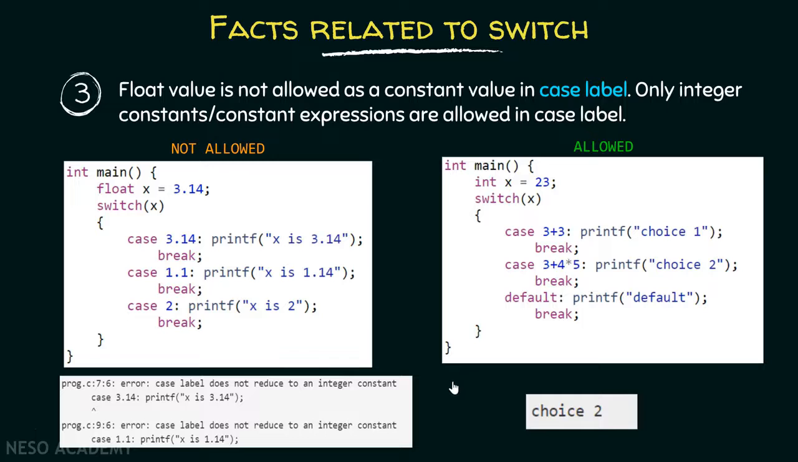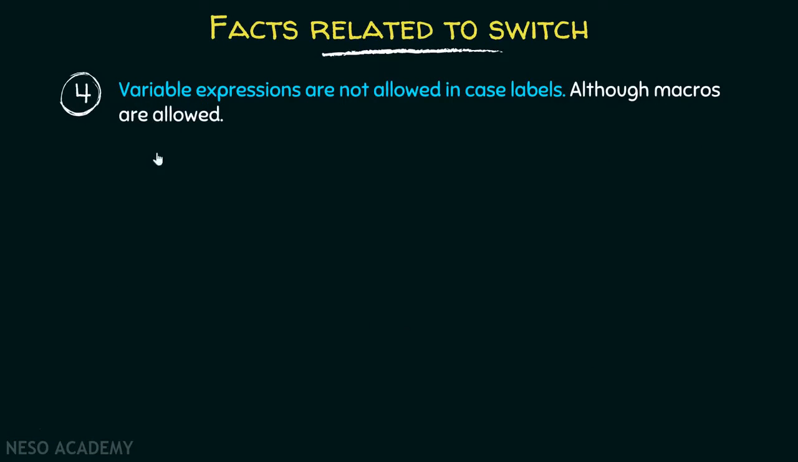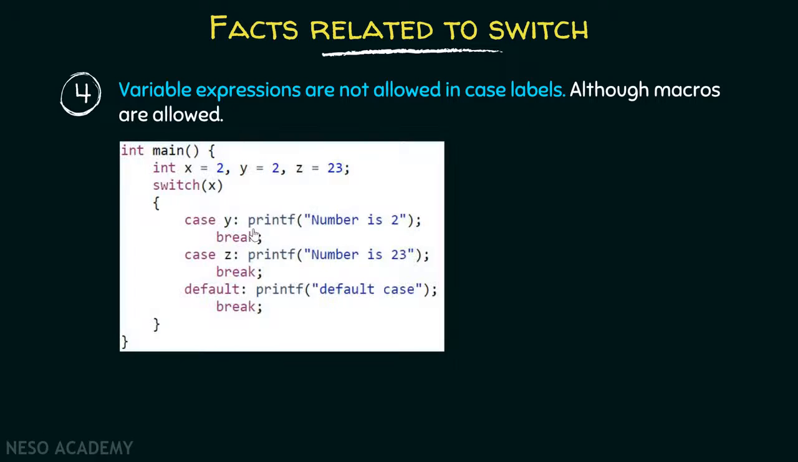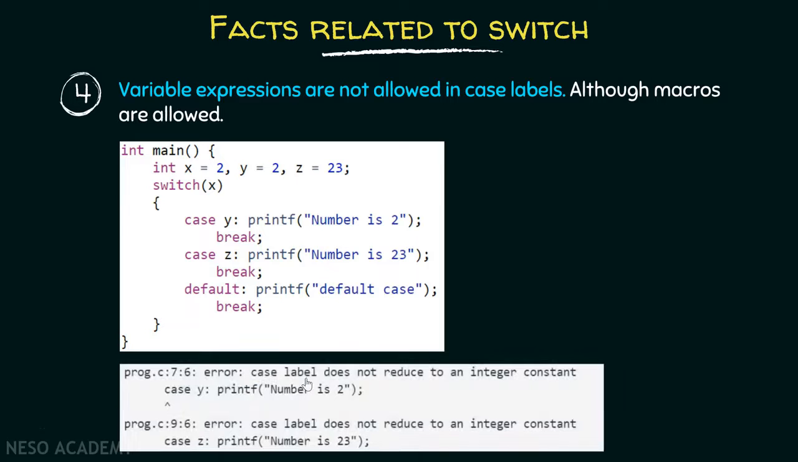Now let's consider the fourth fact. Variable expressions are not allowed in case labels. Like for example, here I have declared 3 variables x, y and z, and one of the case label is y and one of the case label is z. Now these are variables. As variable expressions are not allowed in case labels, therefore this particular program will produce an error. That is, case label does not produce an integer constant.